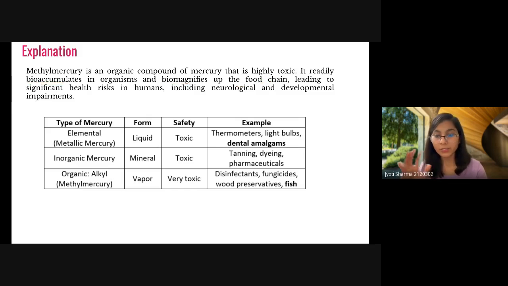So right now we are just trying to see the application of microbiology and how we can degrade this methyl mercury, let's say.